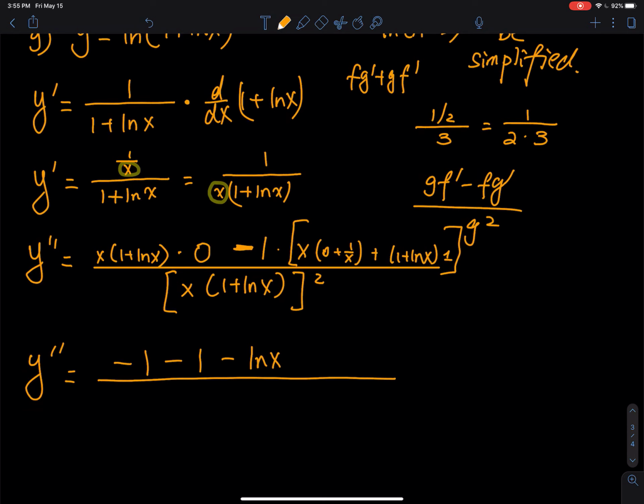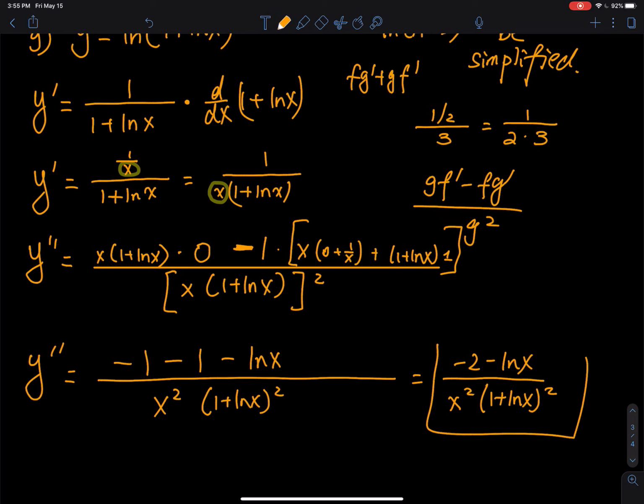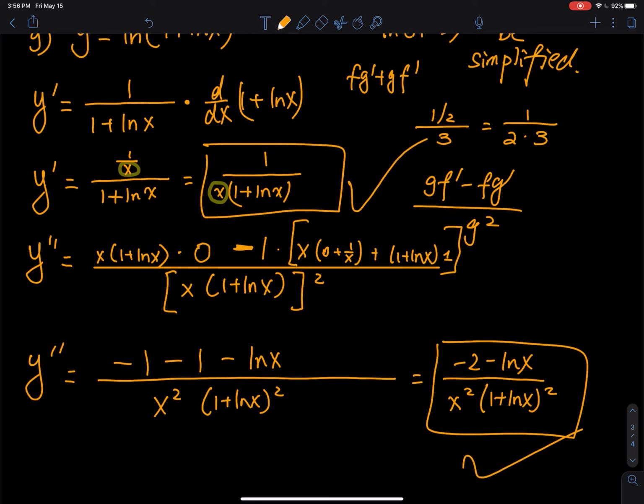And then we square the denominator, or you can put that as 1 plus ln x squared. They both share the square. And then negative 1 minus 1, that will be a negative 2. So you have negative 2 minus ln x, divided by x squared times 1 plus ln x squared. All right, so that's the second derivative, and this is the first derivative. So first and second. That will be all in this part. In the next part, I will have more example problems for you. I see you there.